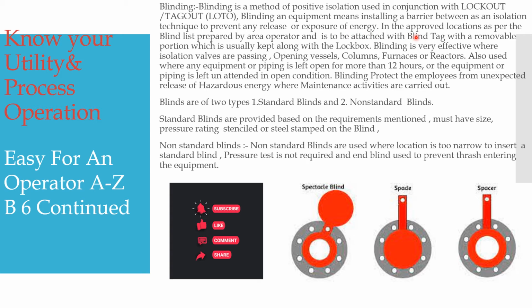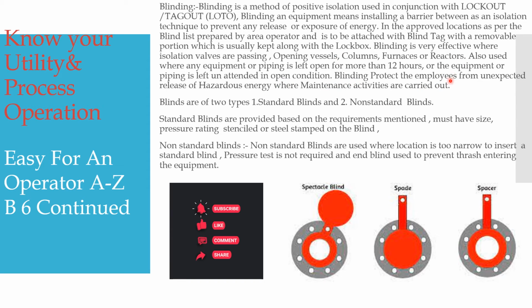of the energy, in the approved locations as per the blind list prepared by the area operator, and it is to be attached with a blind tag with a removable portion which is usually kept along with the lockbox. Blinding is very effective where isolation valves are passing, opening vessels, columns, furnaces or reactors. It is also used where any equipment or piping is left open for more than 12 hours or is left unattended in open condition.